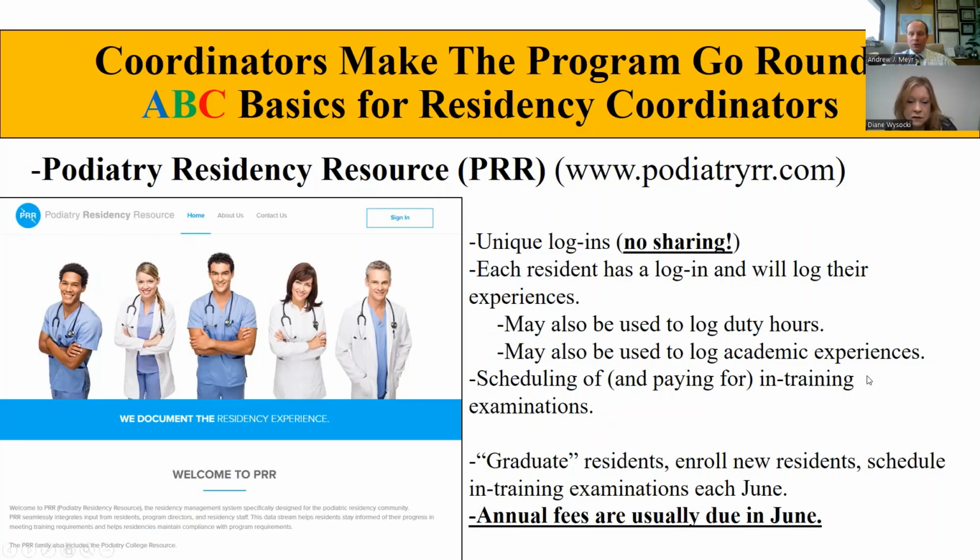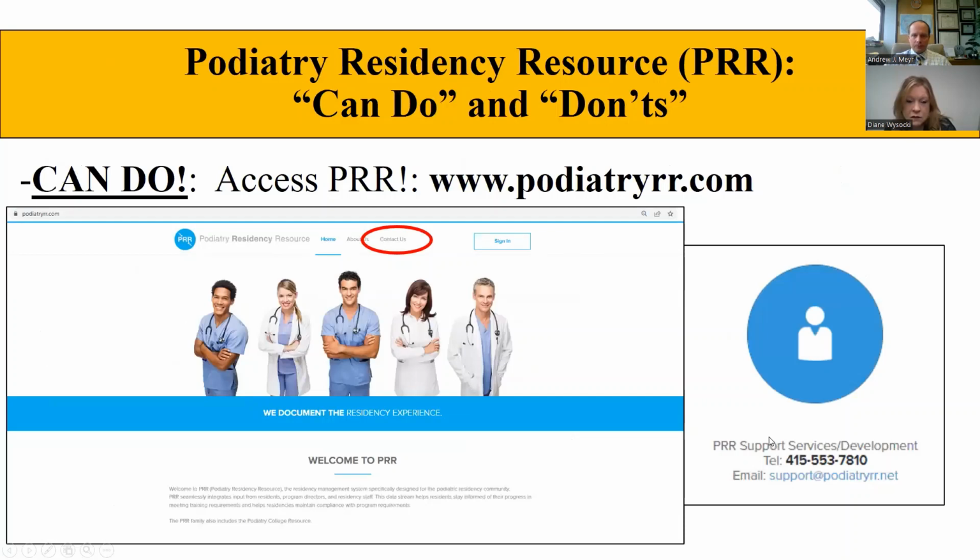PRR is also where you're going to schedule those in-training examinations, and it's also where you're going to officially graduate a resident. A resident really hasn't completed their training when you give them their certificate on June 30th. It's not really official until they have been graduated within PRR. There are annual fees associated with this, and they are usually due in June.